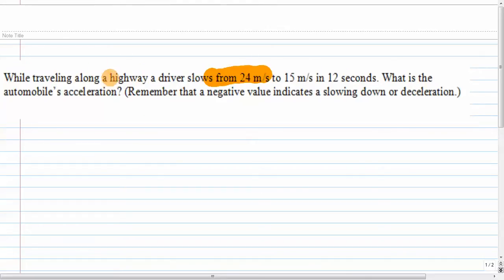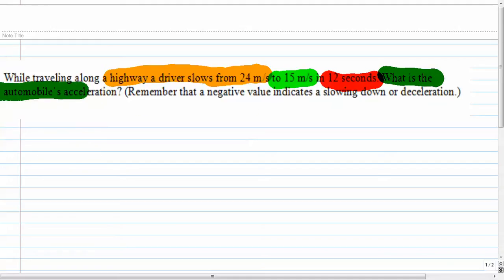So a driver slows from this to this. So maybe I'll use a different color there. So from that to that, and then the 12 seconds is the time. So while traveling on a highway, the driver slows from 24 meters per second to 15 meters per second in 12 seconds. And the question, of course, is what is the acceleration?